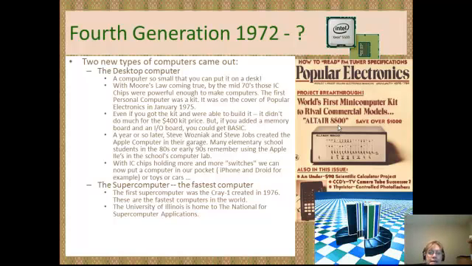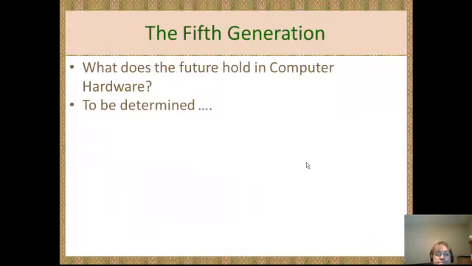The other type of computer that came out in 1976 was the Cray 1, which is our first supercomputer, a massive supercomputer that can do calculations, and the Cray 1 was at the University of Illinois. My question to you is, what's the 5th generation? What's the future? We will see.